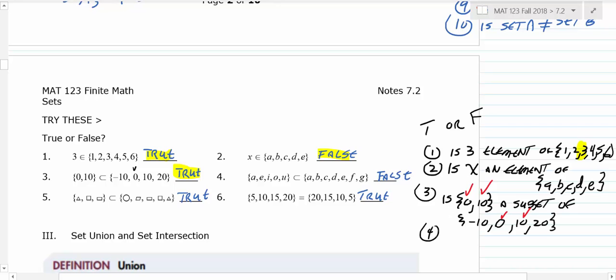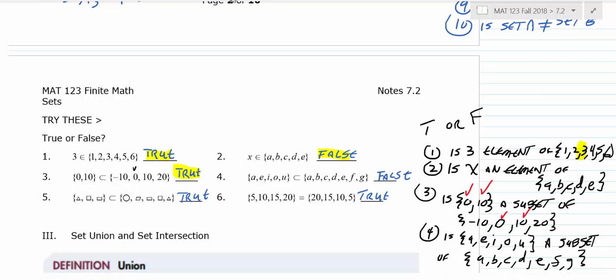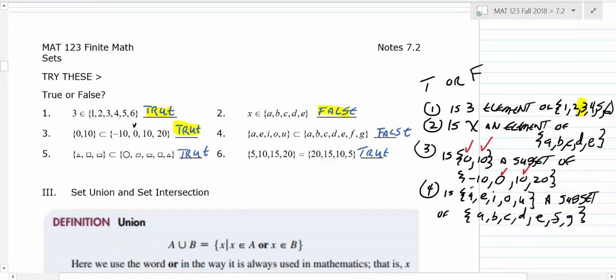Number 4 is another subset question. It's saying, is A, E, I, O, U a subset of A, B, C, D, E, F, G? Like I said, you can do this in your head. You don't have to show anything on your paper. Here's what you ask. Is A also in the other set? Yes. Is E also in the other set? Yes. Is I also in the other set? Nope, it isn't, so it's false. So it's not a subset. That's how you do that.